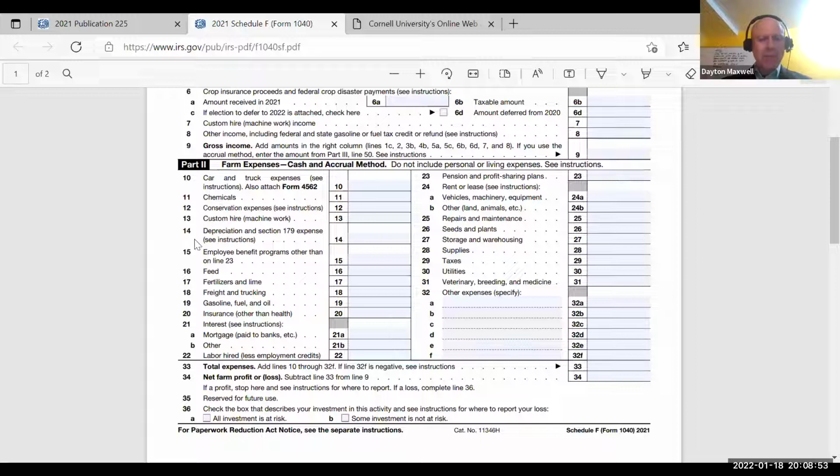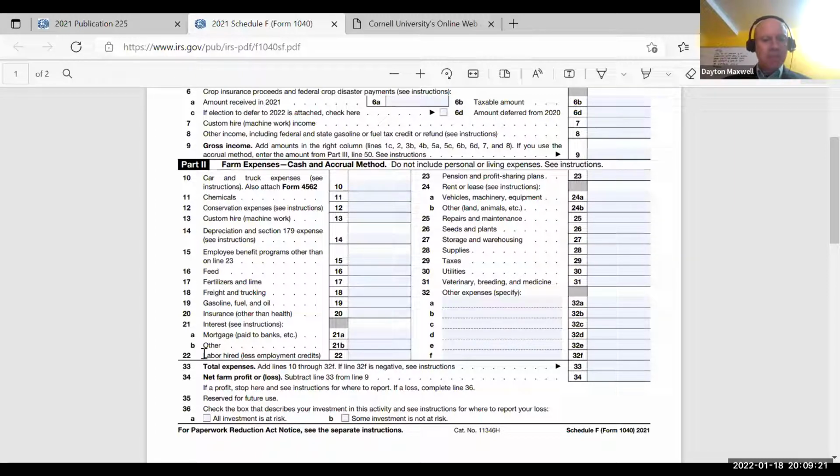Line 14 is the place where income taxes are managed. So we mentioned it, keeping track of capital assets in your business and depreciating those capital assets. This is line 14. So I think it was Michael that said, grow the business, reinvest in the business. In doing so, you can manage your taxes, income taxes through depreciation, and that's line 14.